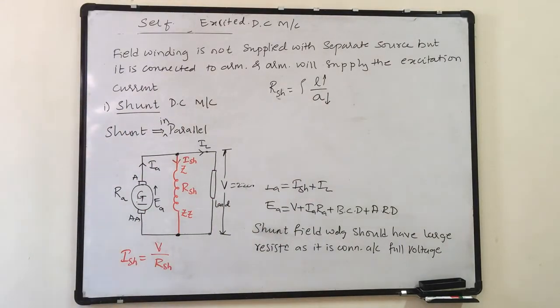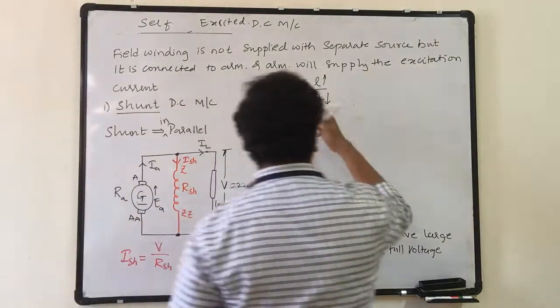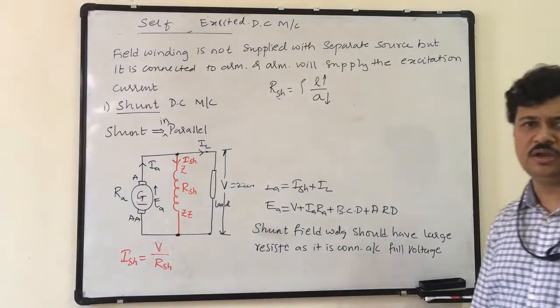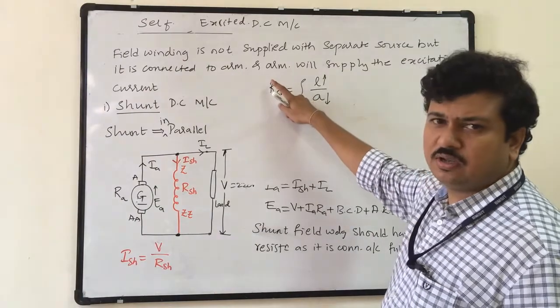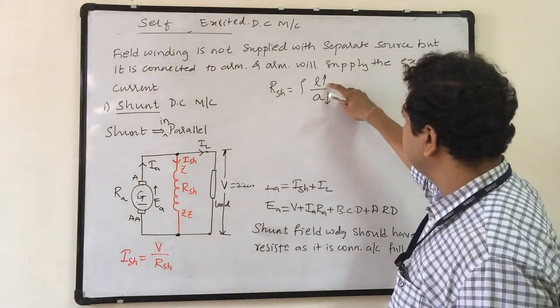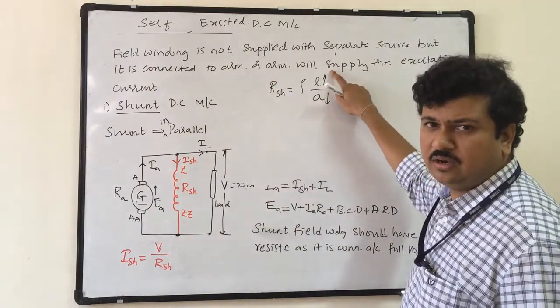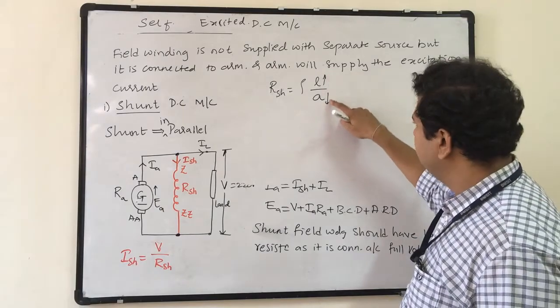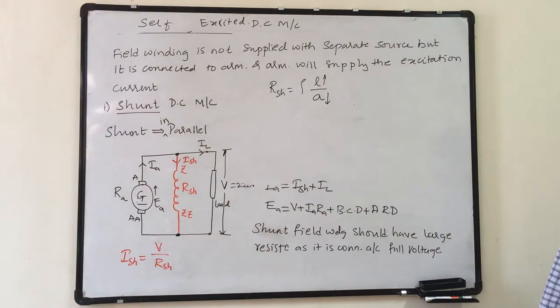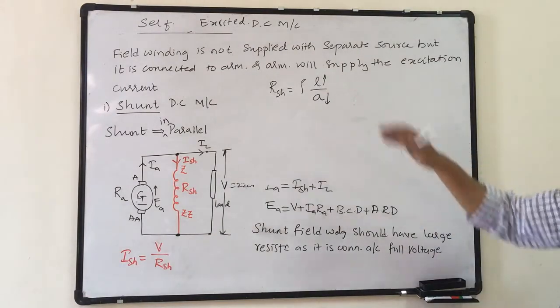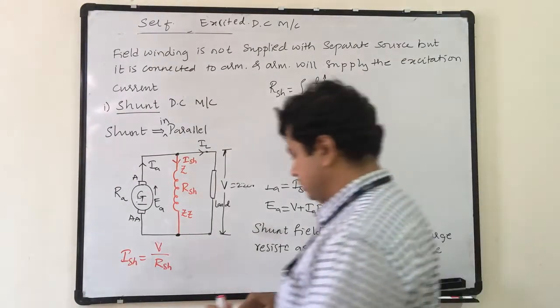Okay, it is very much evident from this equation. Rho is constant depending upon what type of conductor I use. So here if I want to keep my RSH at a larger value, then I should keep the length of that coil larger, and I should reduce the cross-section area of the conductor. So this can be achieved.